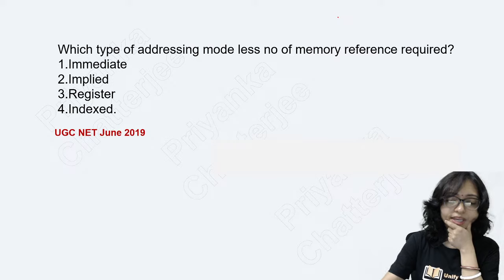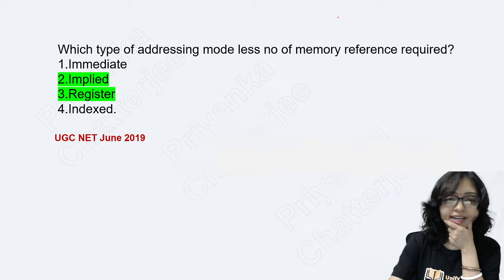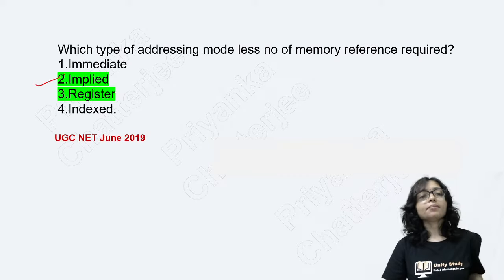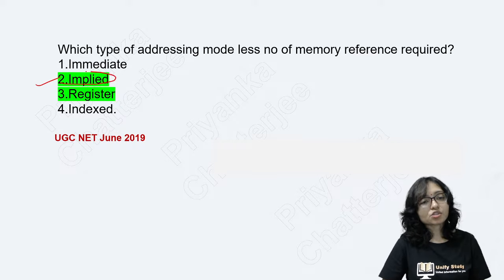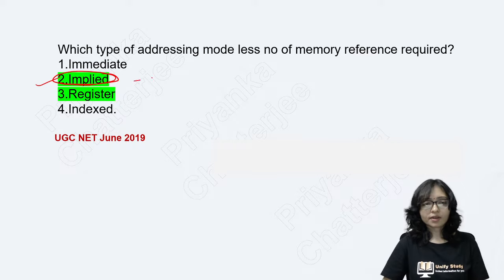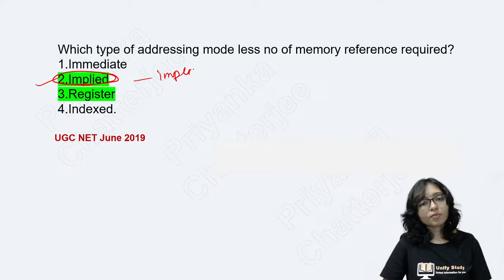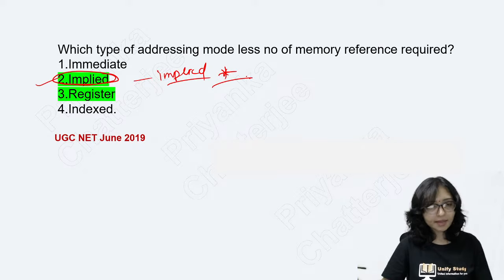So here the answer will be what? Less number of memory references. That's why, in implied addressing, there is definitely no memory reference required. Implied is the best answer.